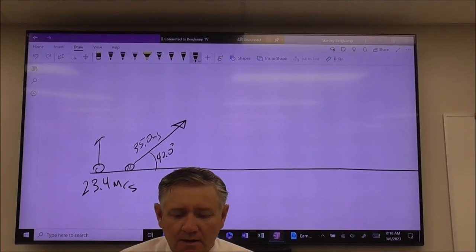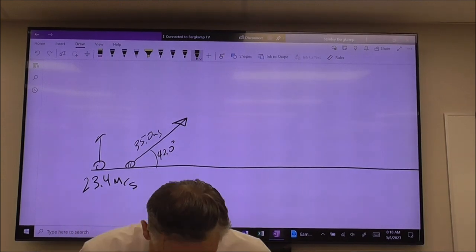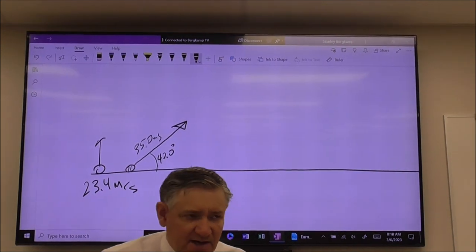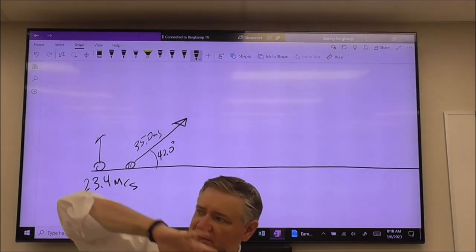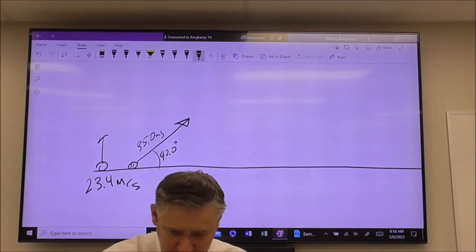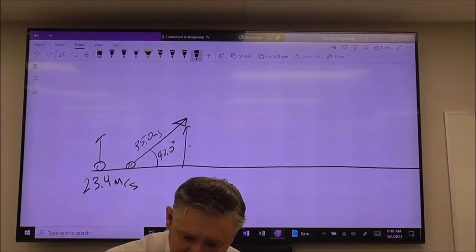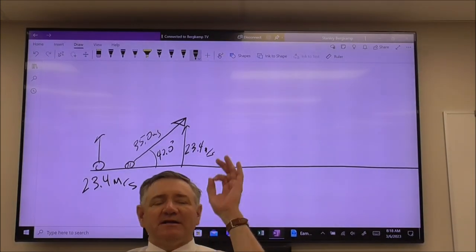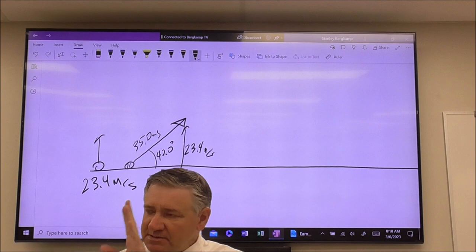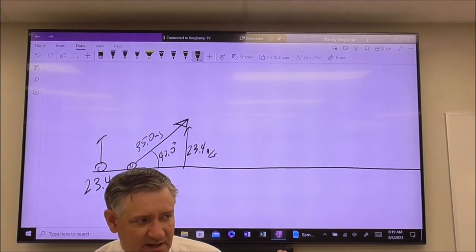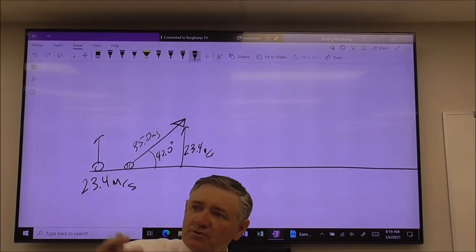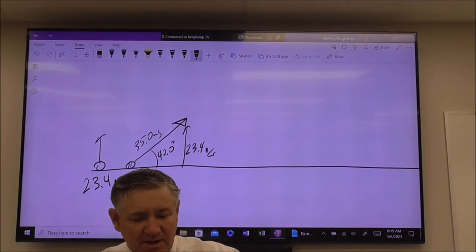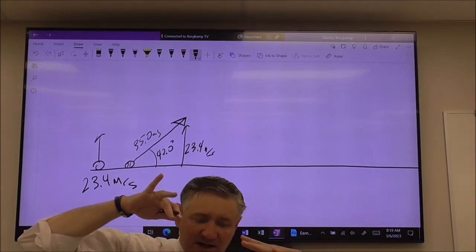Now, here's the whole key to this. You have to look at what the gravity mafia can influence. The gravity mafia cannot touch the horizontal velocity. The gravity mafia cannot touch the 35 meters per second. The only thing the gravity mafia can affect is the 23.4 meters per second. That's the only thing that it can influence, because what happens in the Y stays in the Y, what happens in the X stays in the X. So here's the cool thing: Adana throws it straight up, Devon hits it at 35 meters per second at an angle of 42 degrees.